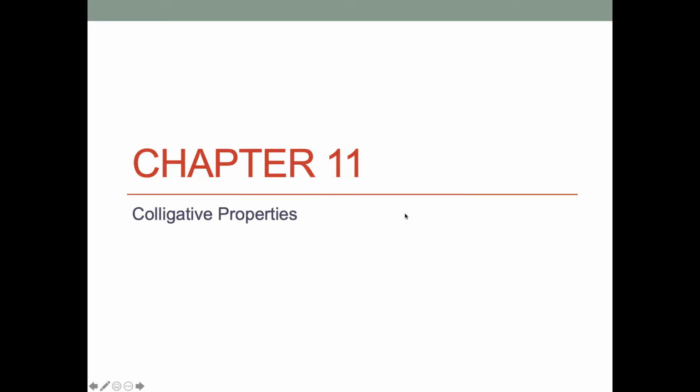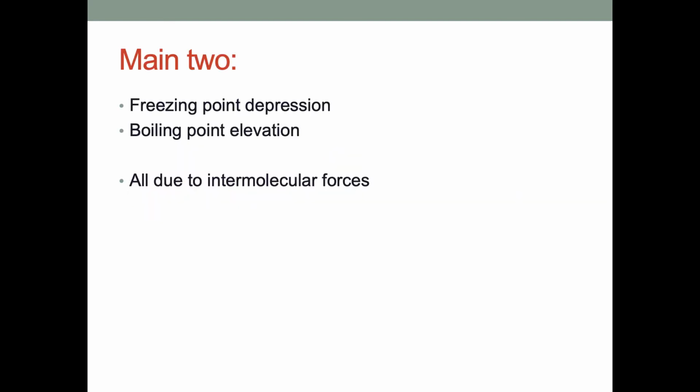We're going to talk about colligative properties, which means we're going to talk about how the structure of water changes as we add things to it. Let's talk about the main two, and that is freezing point depression and boiling point elevation. There are a couple others, but these are the main two that we talk about in chemistry, and these are the main two that we're going to talk about today in class.